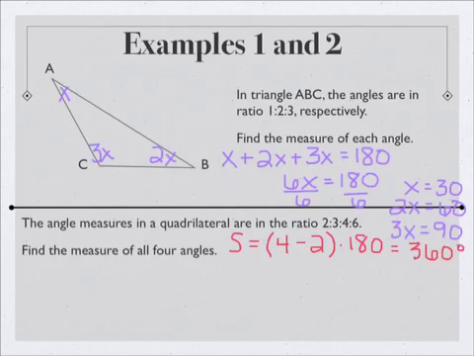So in any quadrilateral, the 4 angles will always add up to 360 degrees. That means in a parallelogram, in a trapezoid, in a square, in just a general quadrilateral, any quadrilateral you run into will always have a sum of 360.